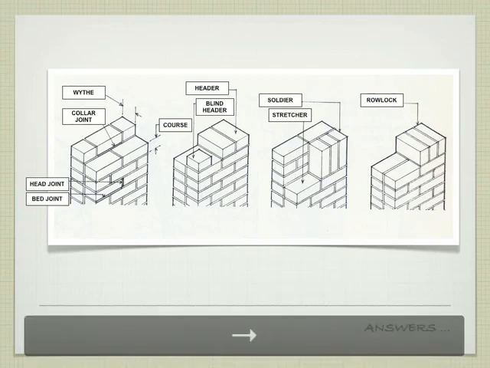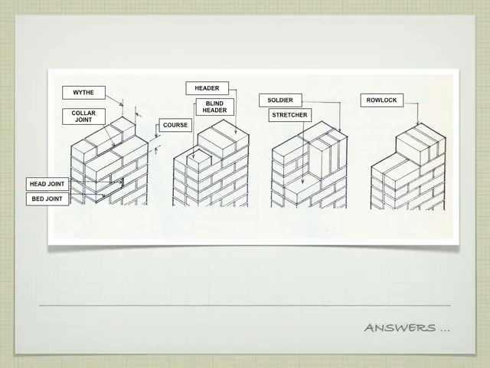Okay, so here we've got some answers, right? So these are the ones that were easy, right? Bed joint, the brick's laying in it. Head joint is where the head of the brick would be, right? Collar joint is the joint in between these two.